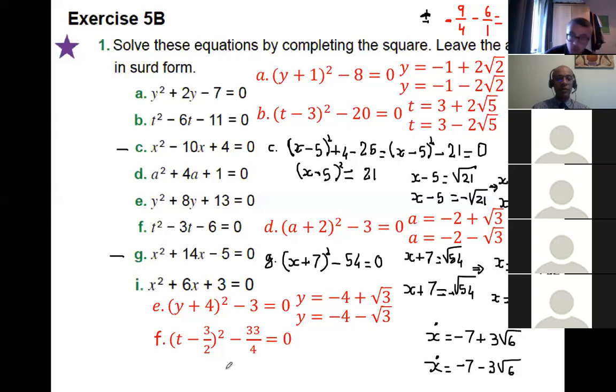And the answers for these would be 3 plus root 33. This time it's going to be divided by 2 because you've got the 3 over 2. And then the square root of 33 divided by the square root of 4, the square root of 4 is just 2. That's why you've got the 2. That is common for both fractions. And the next answer is 3 minus root 33 divided by 2.